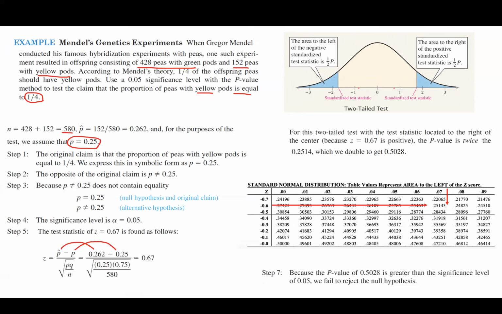Because the p-value of 0.5028 is greater than the significance level of 5%, we fail to reject the null hypothesis, or we basically support the null hypothesis. We are supporting the hypothesis that the population proportion is 25%. We are supporting the claim that the proportion of peas with yellow pods is equal to 25%.